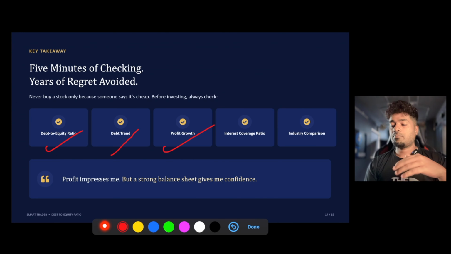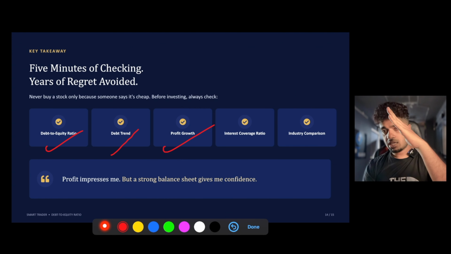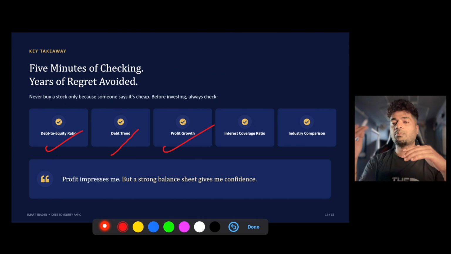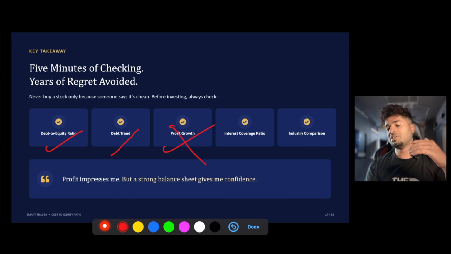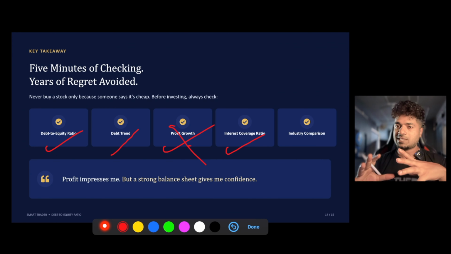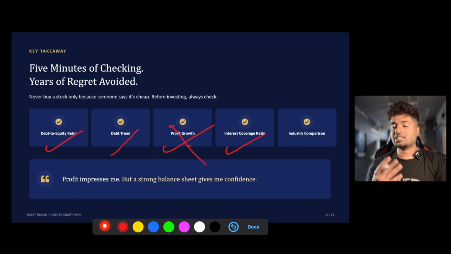Always cross check the profit growth. If profit growth is there, check the debt growth also. If debt is also growing together, more than the profit, then there is no point, right? So always check this. Then, like I told you, the interest coverage ratio, whether the company is able to pay the interest. If the company is not able to pay the interest and the ratio is very low, then again it is difficult for it to continue operations going forward.